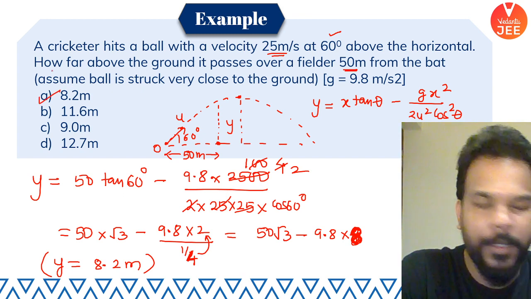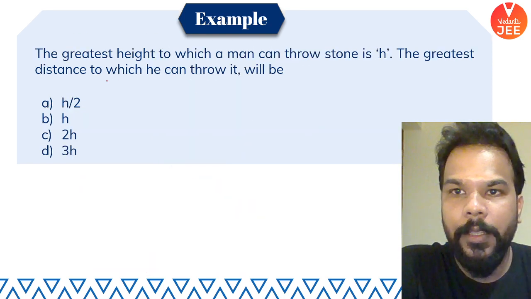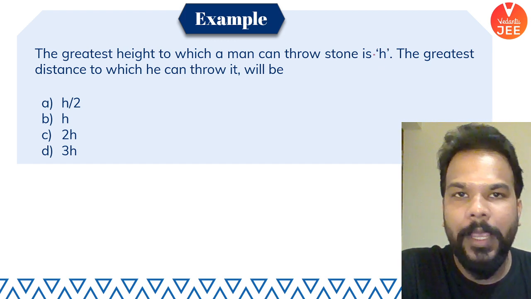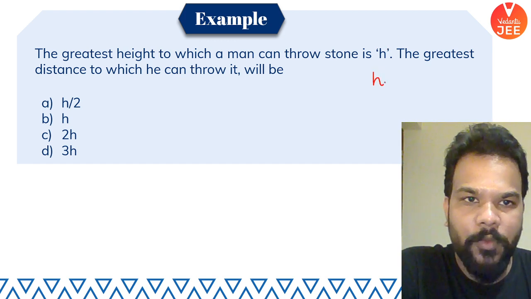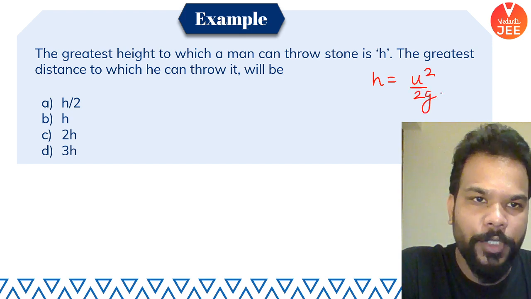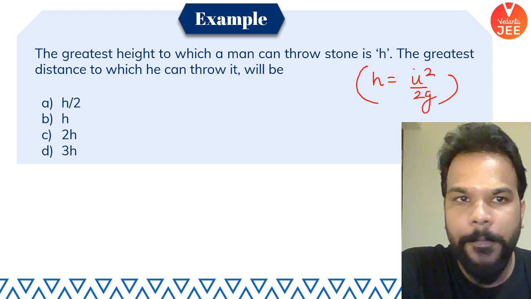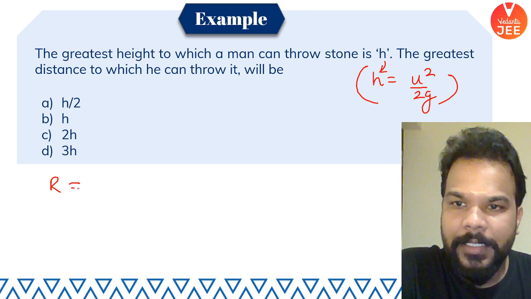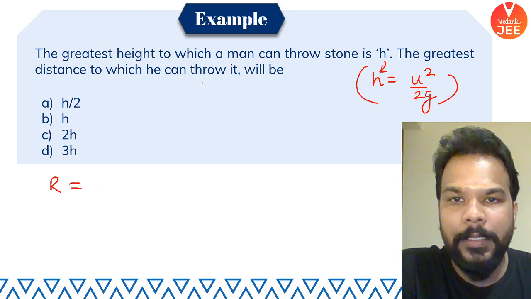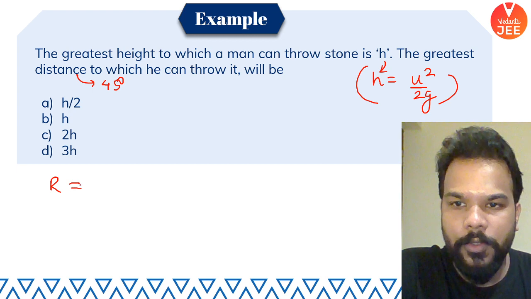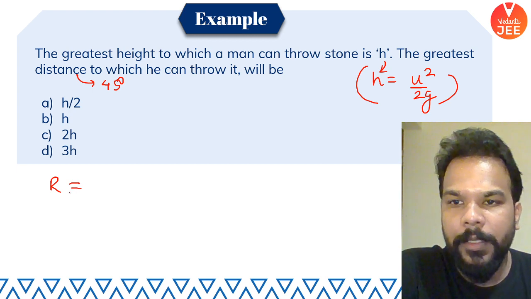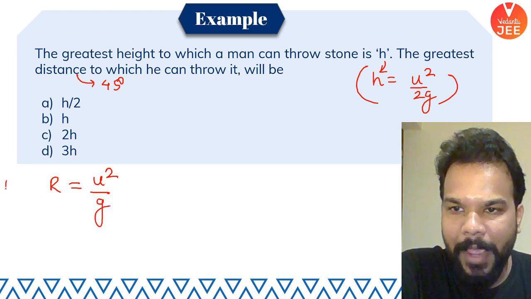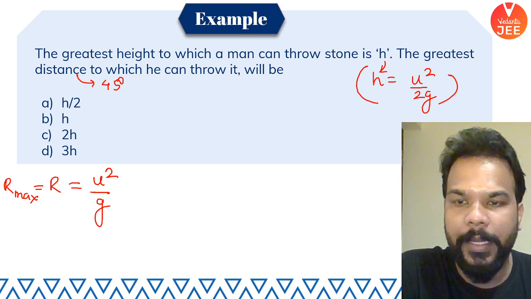Okay. Very good. Awesome. Moving on. Next one. The greatest height to which a man can throw a stone is h. And you know that when you throw something vertically upward, the value of h comes out to be u square by 2g. That's the maximum height to which you can throw a body. The greatest distance to which you can throw a body is how much? We know that the greatest distance is when the angle is 30 degree. Oh, sorry, 45 degree. So when you are able to throw it maximum, then r will be equal to u square by g. This is the value of r max when the angle is 45 degree.